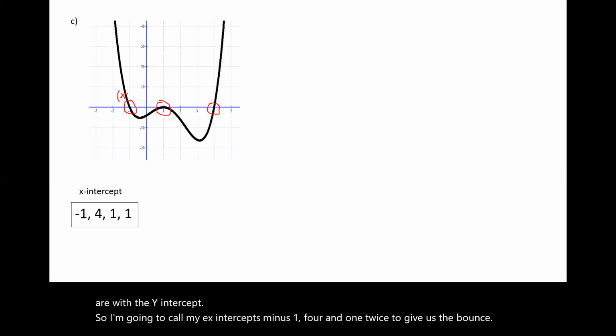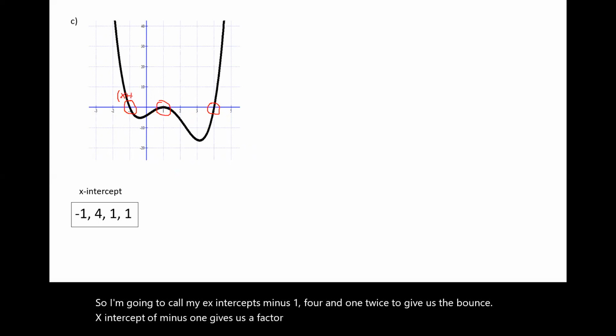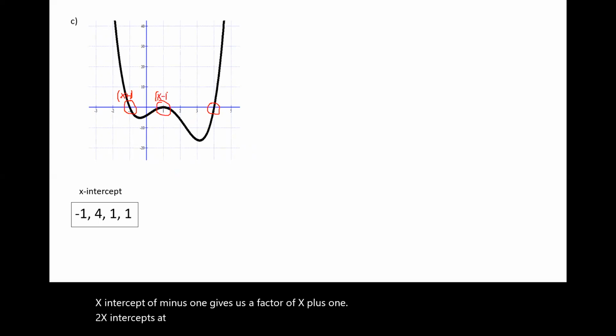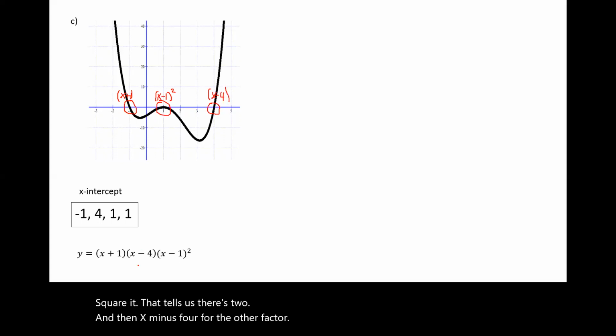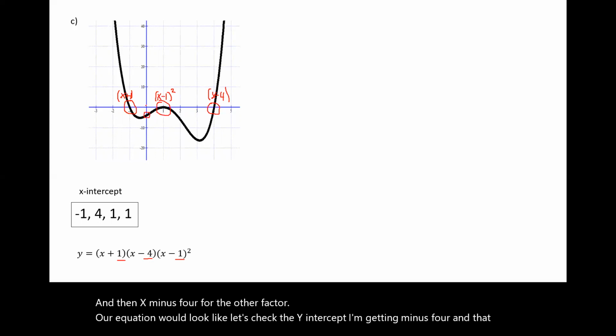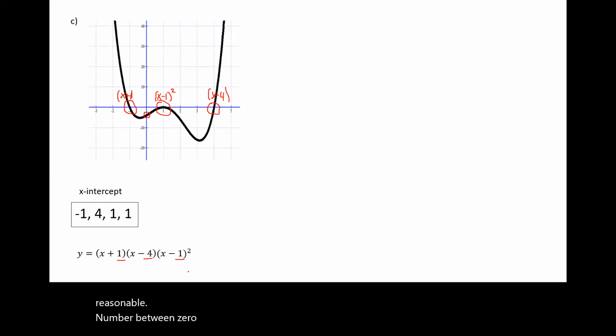X-intercept of -1 gives us a factor of x plus 1. 2 x-intercepts at 1. You could either write it down twice or, simpler, square it. That tells us there's 2. And then x minus 4 for the other factor. Our equation would look like this. Let's check the y-intercept. I'm getting -4, and that looks reasonable. Number between 0 and -10. So we'll call that one correct.